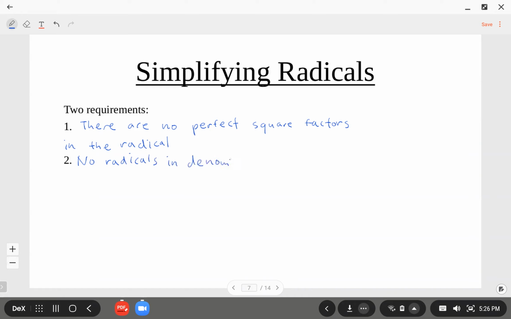And please take notes on this as I go. Number one, there are no perfect square factors in the radical. So let's see here. Square root of 32. What is that? Okay, that is the square root of 16 and 2. Square root of 16 is a factor of square root of 32. And 16, what's that? That is a perfect square. So that does not meet the requirement, which means it is not simplified.